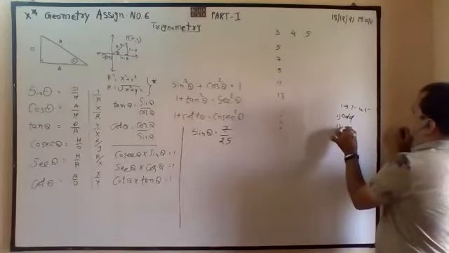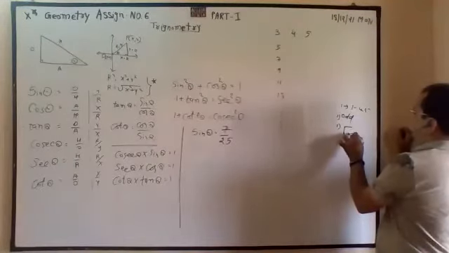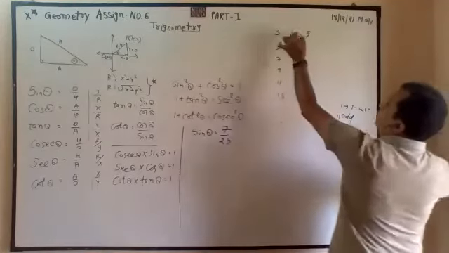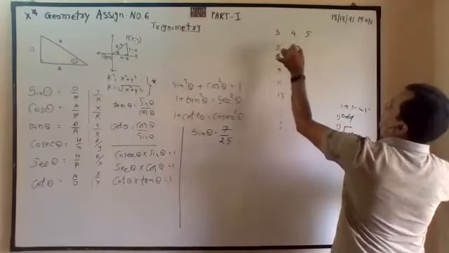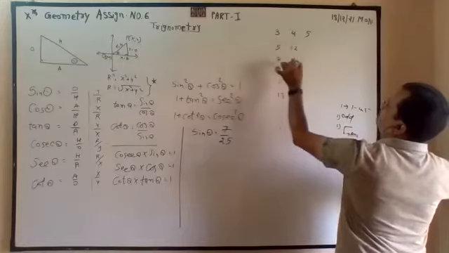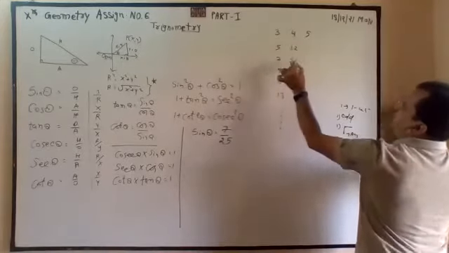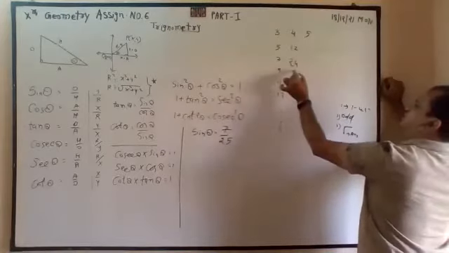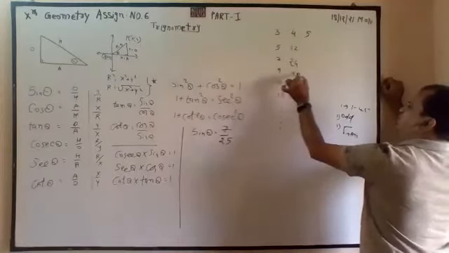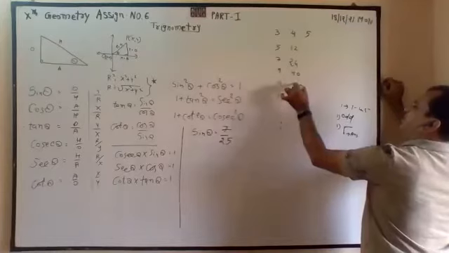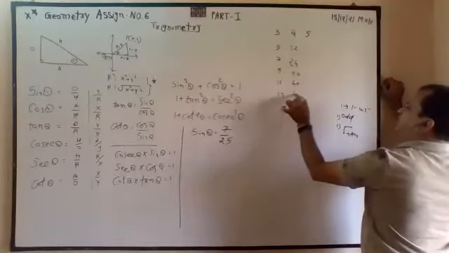Then 1 dot, 2 dot, 3 dot, and write the answer. 3, 4, 5, 12. 12, 5, 7, 24. 24, 9, 40. 40, 9, 41, 60. 84.